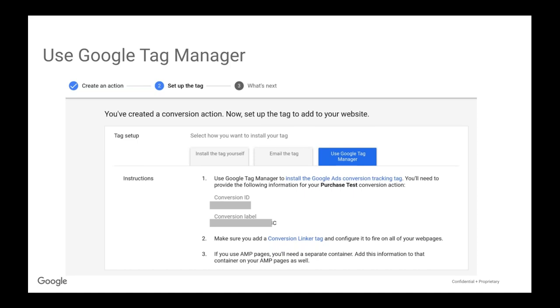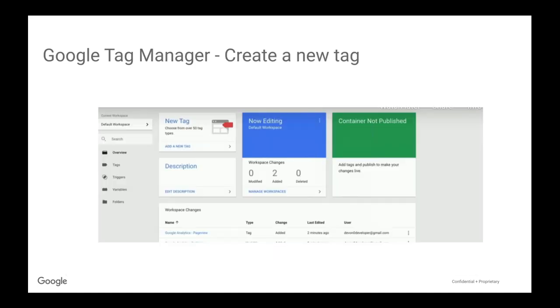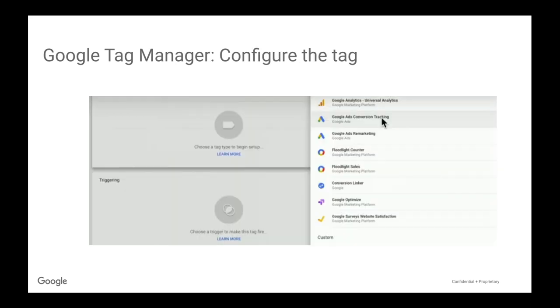So all you need to do is, as you can see here, there's a conversion ID and conversion label shown on the screen. Copy them, and at this point, we can move to Google Tag Manager. From the Google Tag Manager overview, all we need to do is select new tag from the menu, as you can see here. And then we will be asked to configure the tag.